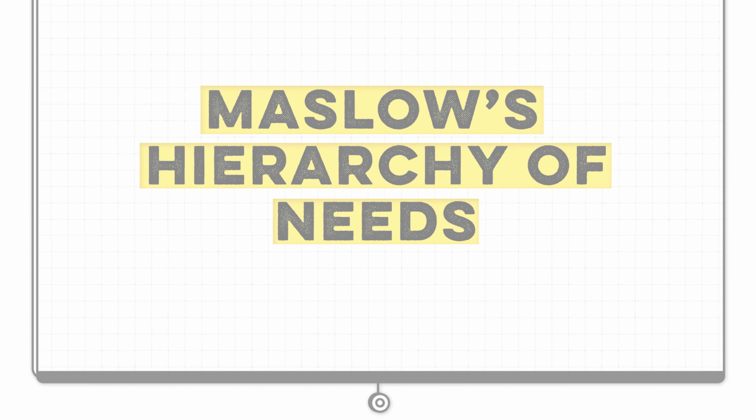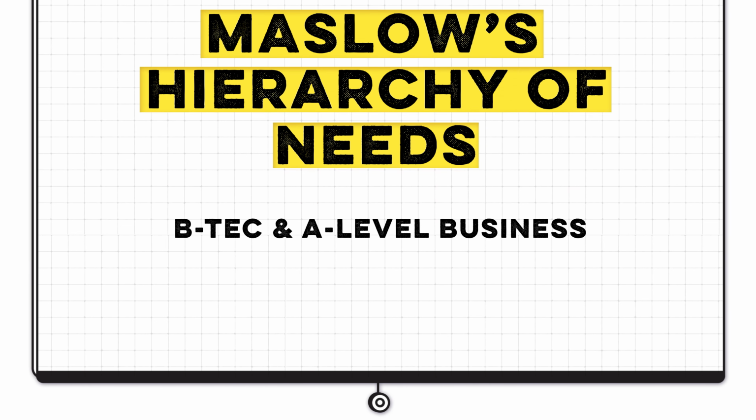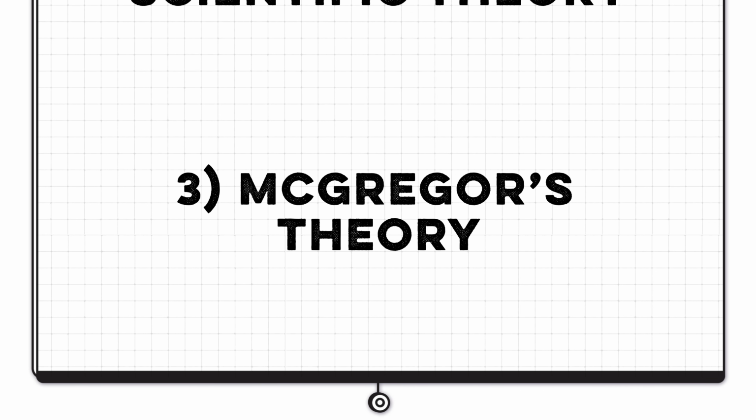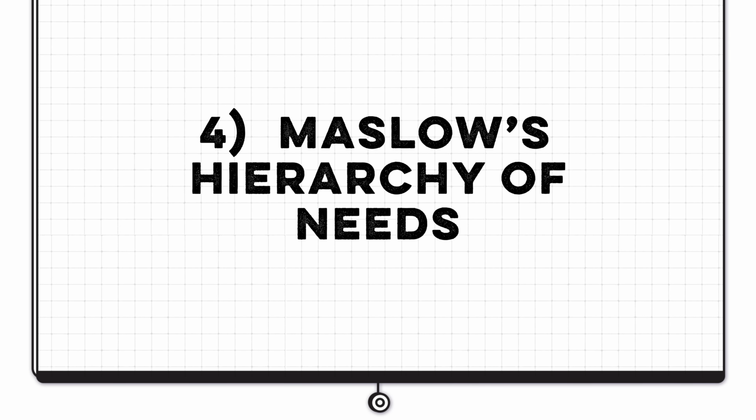We're delving into Maslow's hierarchy of needs, one of the 4 essential motivation theories you need to know for A-Level or BTEC business. The others include Herzberg's two-factor theory, Taylor's scientific theory, and McGregor's theory. But today, we'll break down each level of Maslow's hierarchy, helping you understand how his theory applies to business and employee motivation.